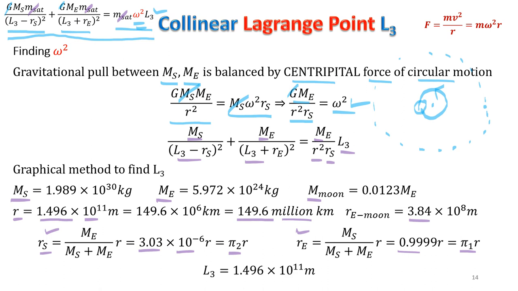So if you substitute all these values in the last equation and calculate, you end up the location of L3 as 1.496 into 10 power 11. But this solving is not easy. I have worked out this calculation in Maple. I want to take you on the Maple worksheet to calculate actually this value of L3.